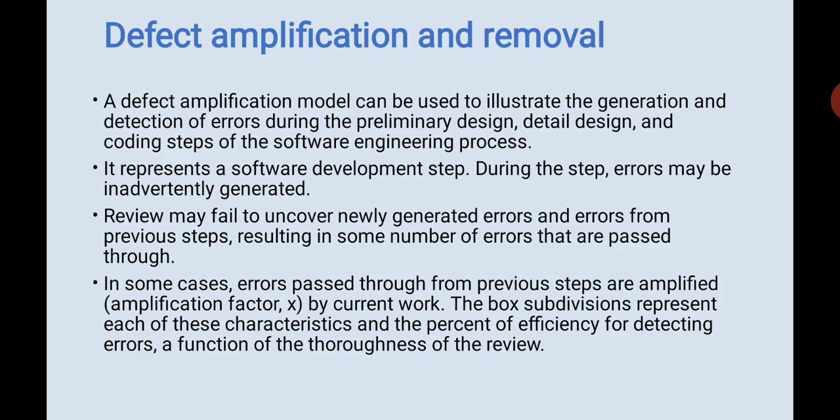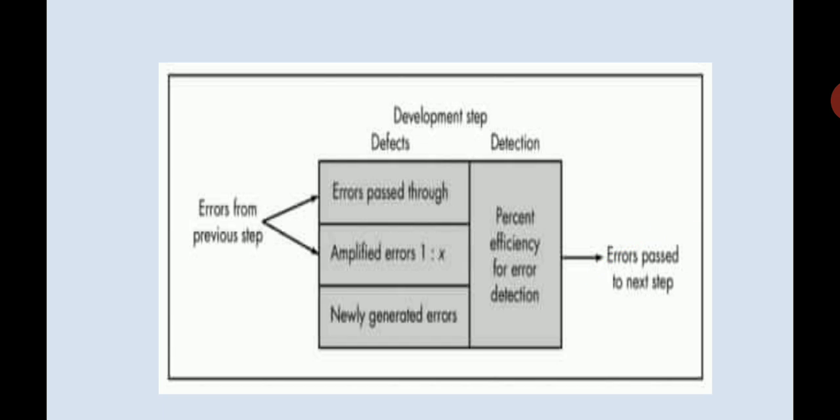This is what is explained in the last point, that in some cases errors passed through from previous steps are amplified by an amplification factor, say x, that happens due to the current work, and the box subdivision represents each of these characteristics and percentage of efficiency of detecting errors. So function of the thoroughness of the review is presented in here. See, these are errors passed through, and this is amplified error 1 to x, and these are the newly generated errors. So ultimately it increases, so percentage efficiency of error detection, and then this passes to the next step, right? So this is how this takes place. So previous errors actually amplify the next errors, right? So you find it and remove it in the first place only.